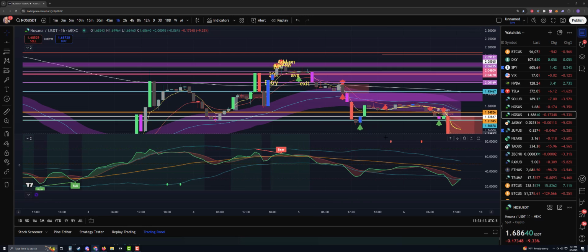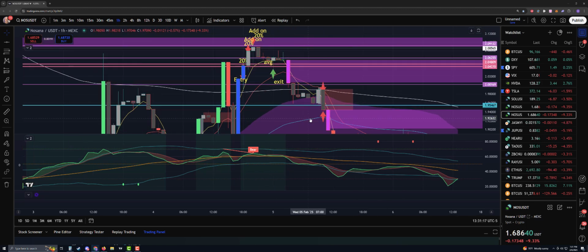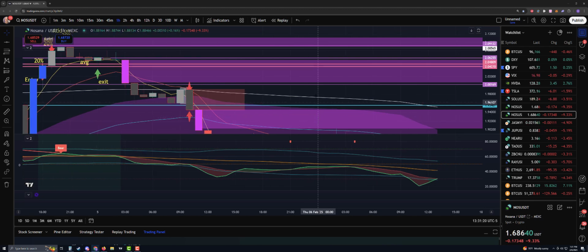So I'm going to go through a couple of these trades. This one that I did first, I'm actually going to cover last because I'll explain why in a minute.